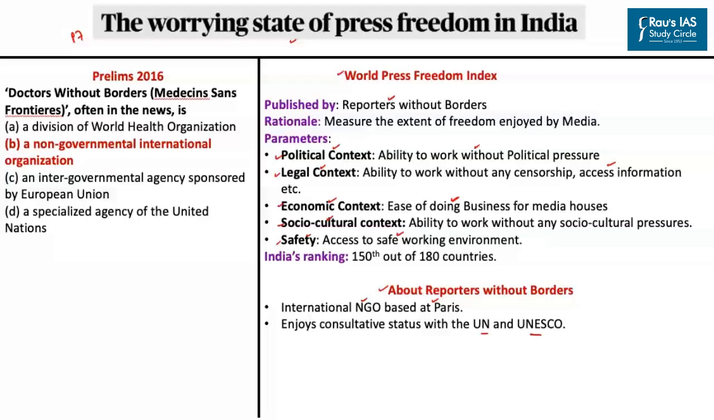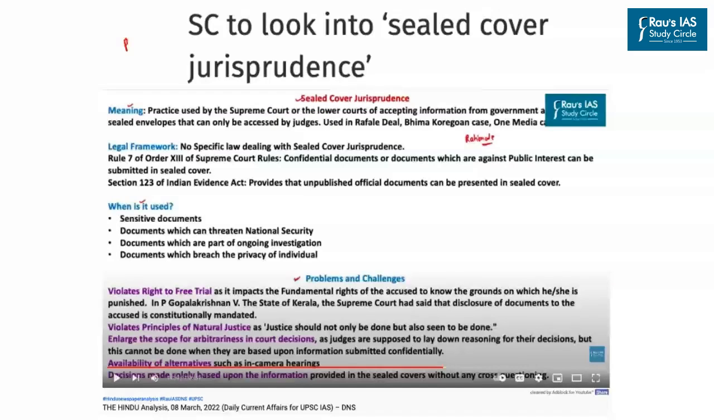Now, as per the latest World Press Freedom Index 2022, India's position has dropped to 150 out of 180 countries. So these are some of the important aspects which one should know as far as this particular article is concerned. The next article appears on page number 1.